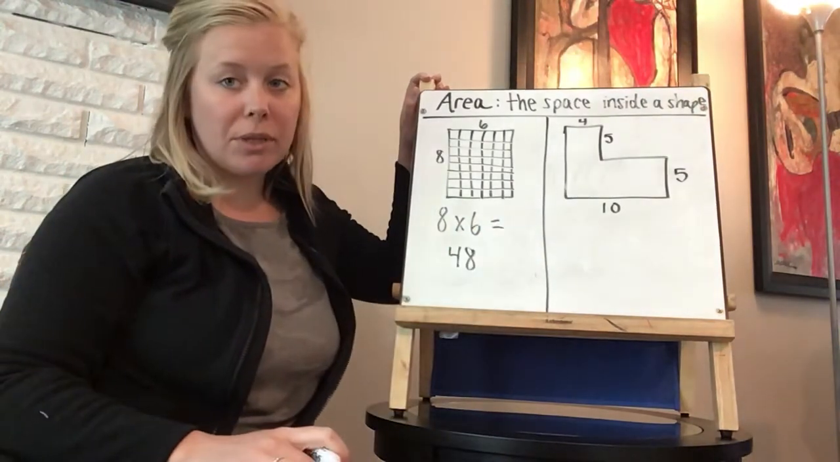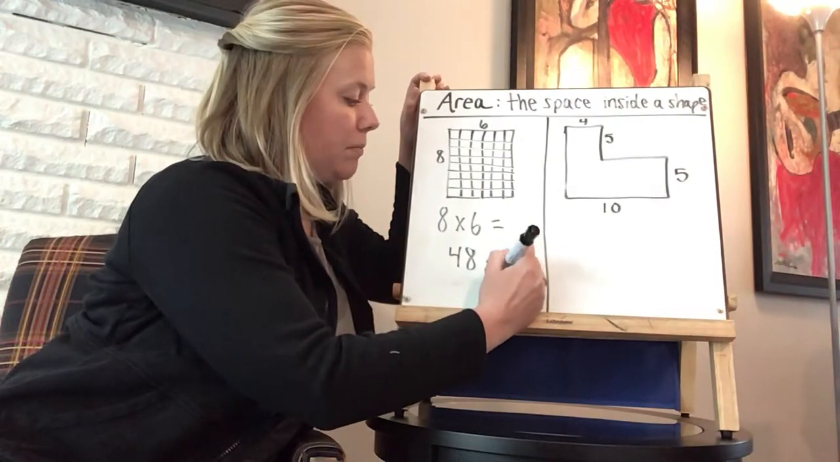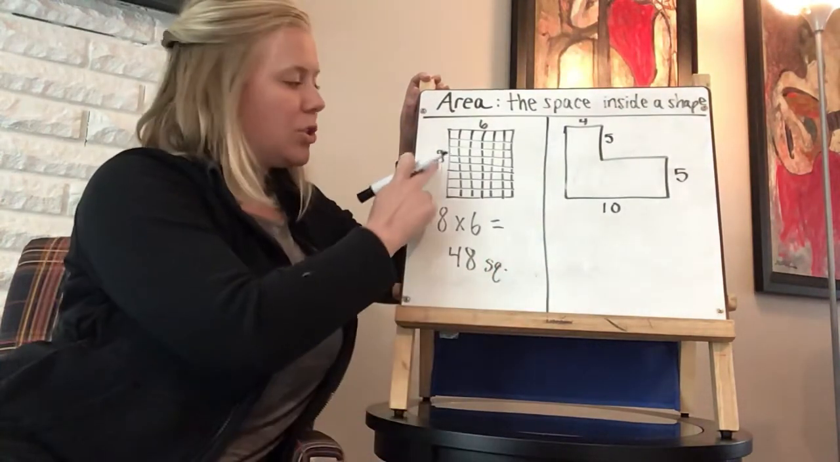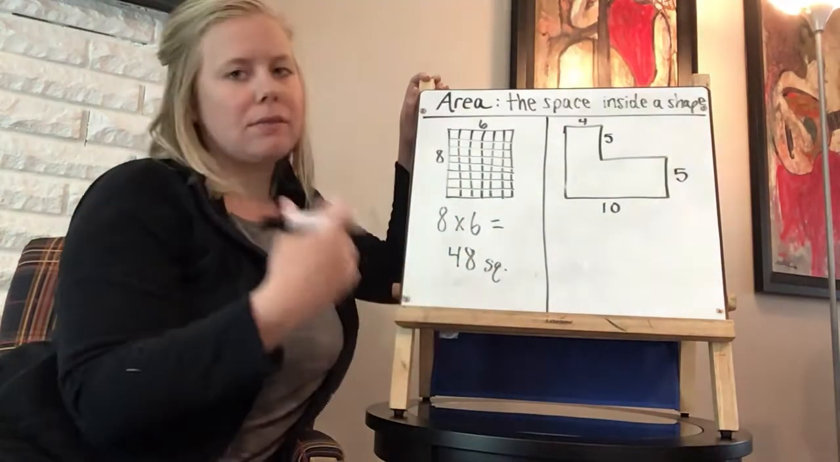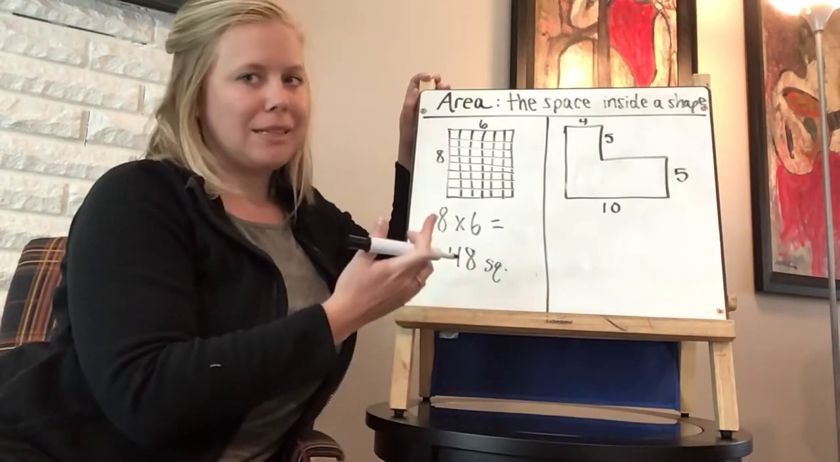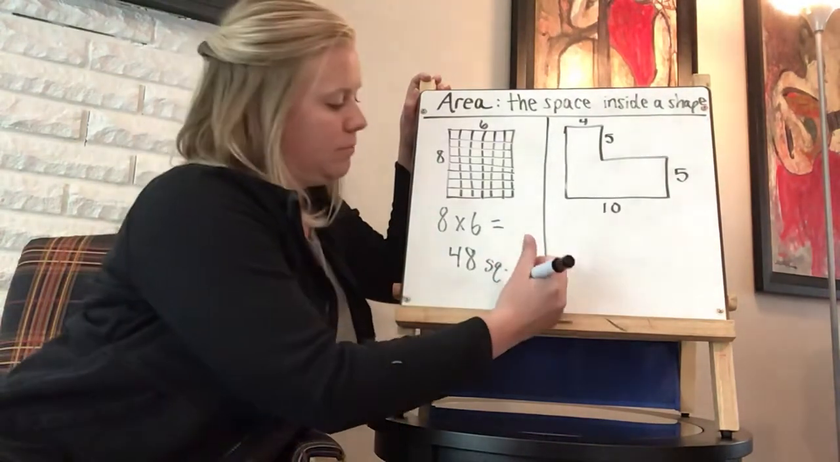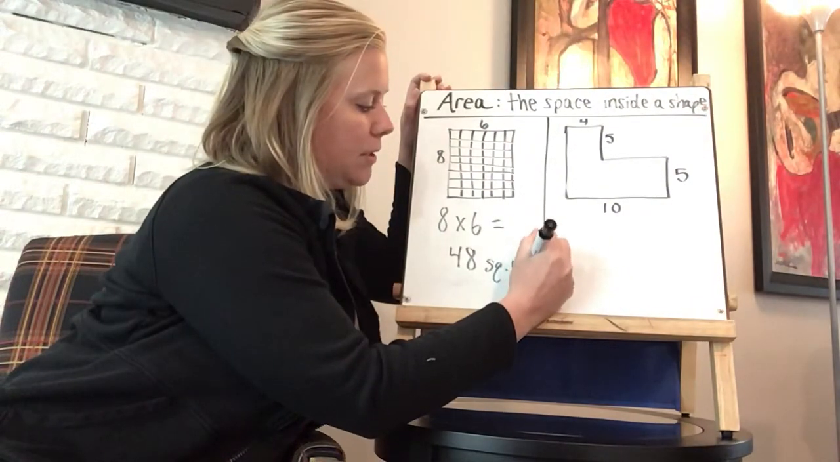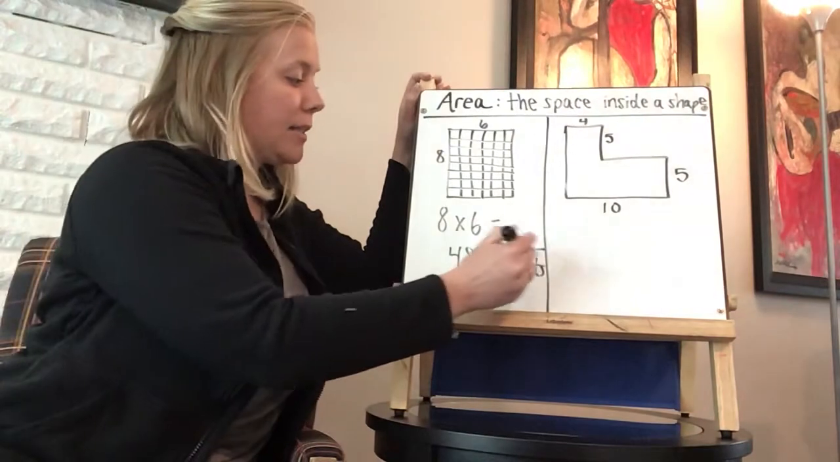Now remember, we always need to label it for area, we label it square. So if I said 8 inches, I'd say square inches. But I didn't label my measurements, whether it's inches or centimeters, whatever it may be. So since I didn't label it, you put 48 square units. Okay, we just counted up the units. So it's as simple as that, length times width.